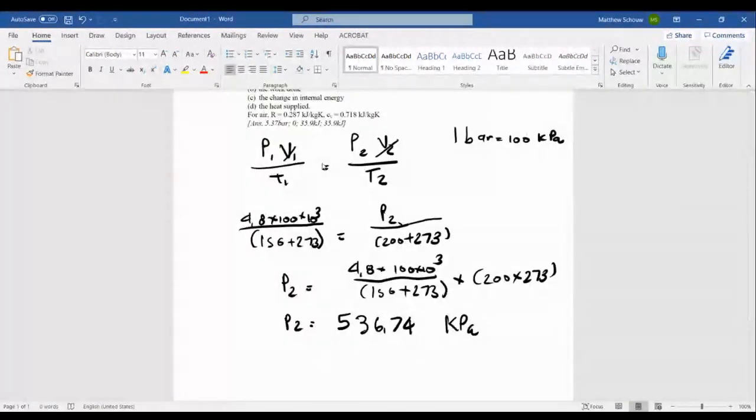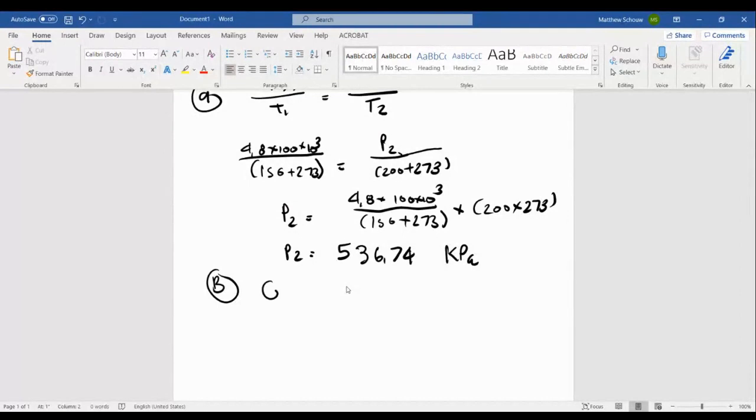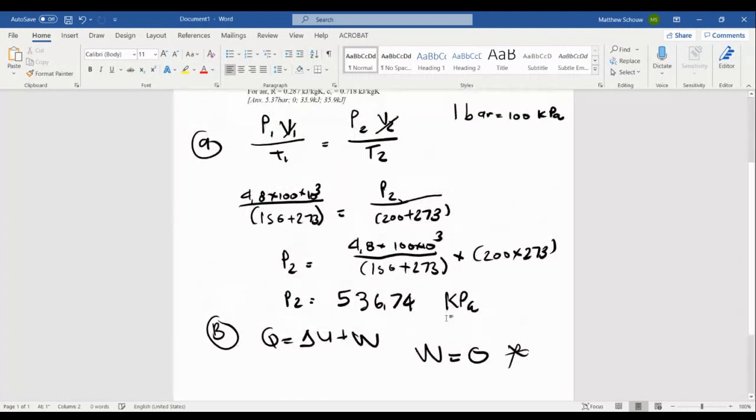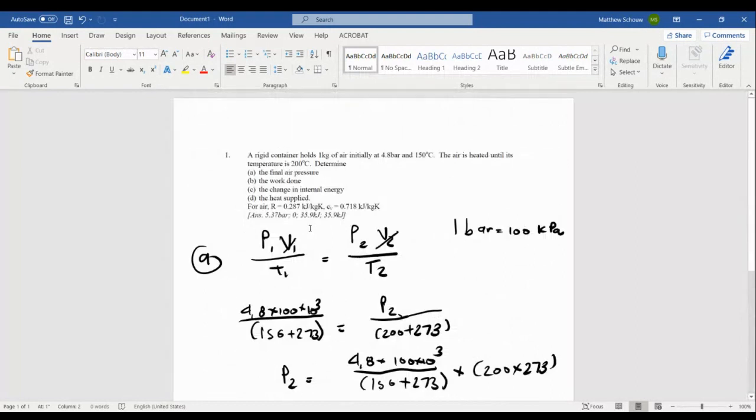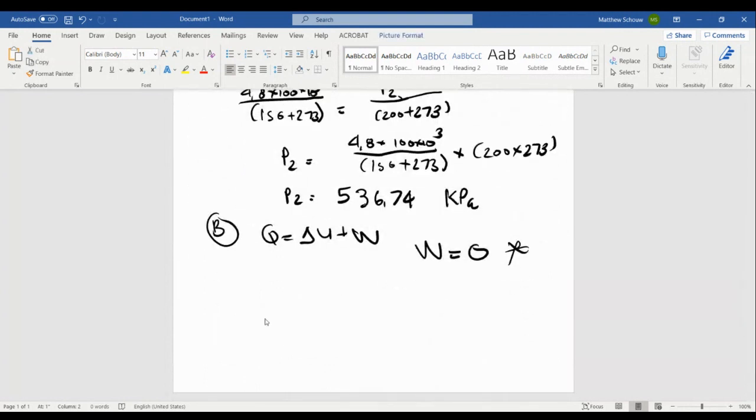B, they ask, is work done? Like I said before, if you look at your non-flow equation, there is no work done in a constant volume process. Very important. Be very vigilant of such things. So hence the answer 0 over here. The answers are given at the end. Okay. Next part of the question.